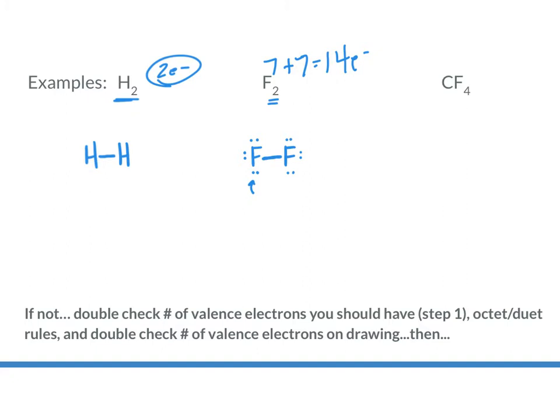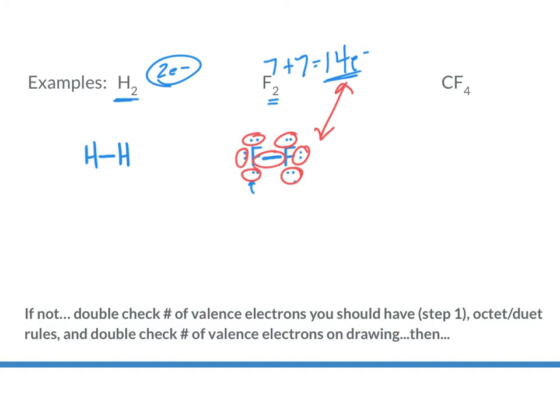Then we're going to add up the electrons in my drawing and make sure that they match the electrons that I had in step 1. So I have 2, 4, 6, 8, 10, 12, and then 14 in the bond. So just kind of recounting that, I have 2, 4, 6, 8, 10, 12, and then 14. So this matches, and that means that we're good.